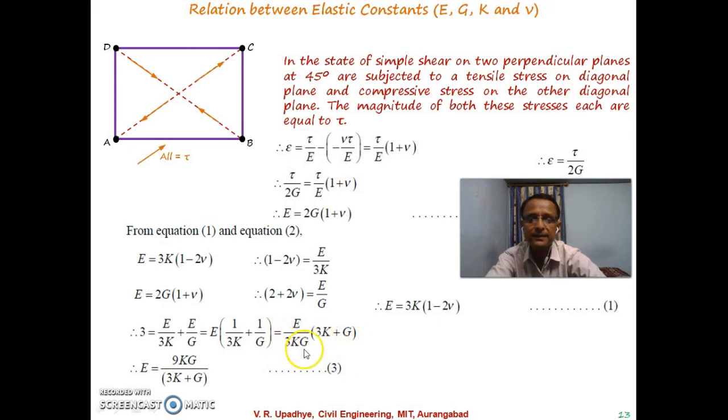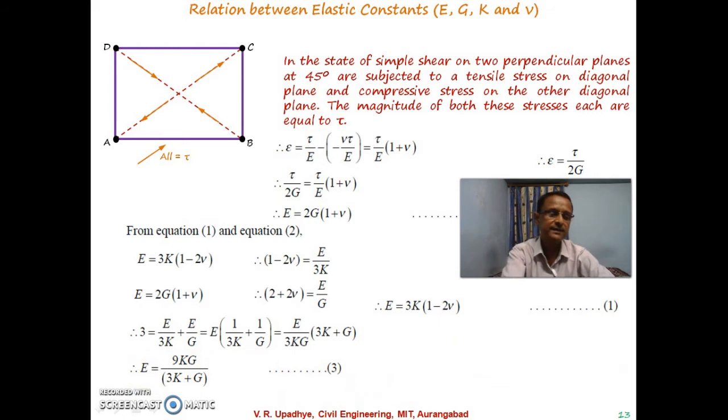So if we take this 3KG on this side, and this 3 and this 3 become 9, this will give you 9KG, and if we take this 3K plus G on this side, it will be E is equal to 9KG divided by 3K plus G. So this is the third equation, which is giving us a relationship between E, K and G.